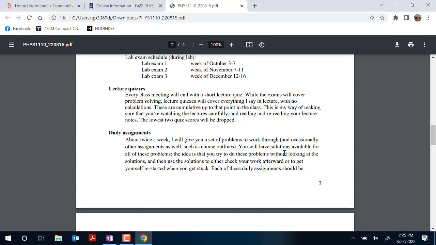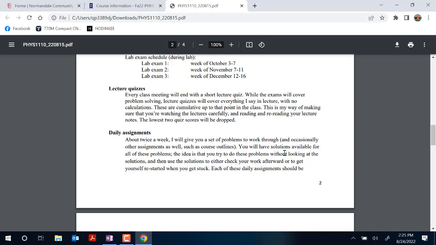The next part of the grade is also 10% of the grade. That's the lecture quizzes. The exams and the problems are all numerical problem solving using equations and stuff. The lecture quizzes are just meant to make sure that you're watching all the lectures and taking notes on the lectures, and then going back periodically and reviewing your notes on the lectures.